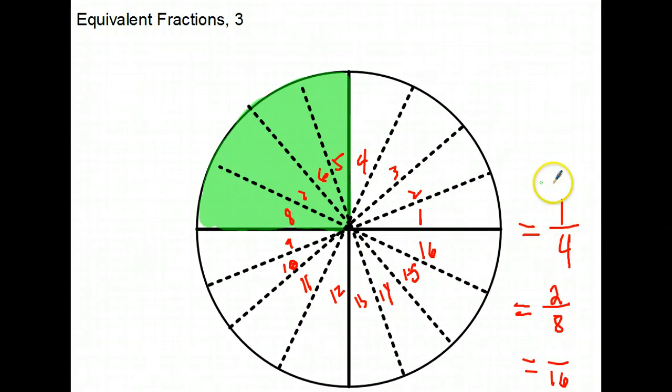Well, when we had 4 pieces there was 1 shaded, when there were 8 pieces we had 2, so we must have 1, 2, 3, 4 of them shaded. So 1/4 is equal to 2/8 is equal to 4/16. Those are equivalent fractions. In the next video, we're going to see how to add fractions, and we'll get to use our little equivalence idea a couple of times.